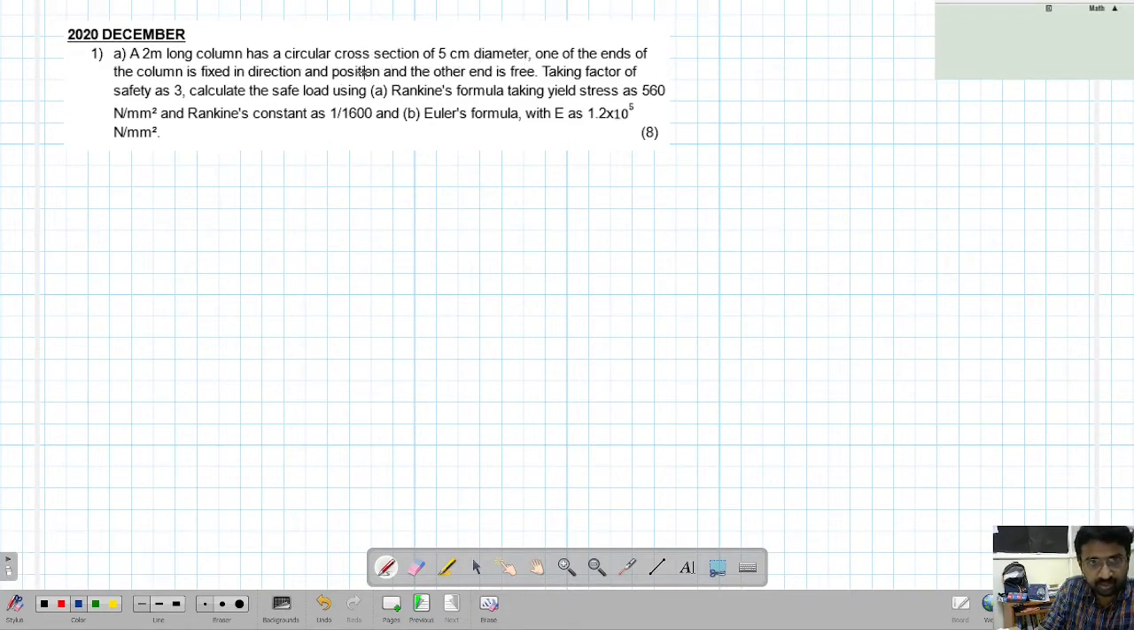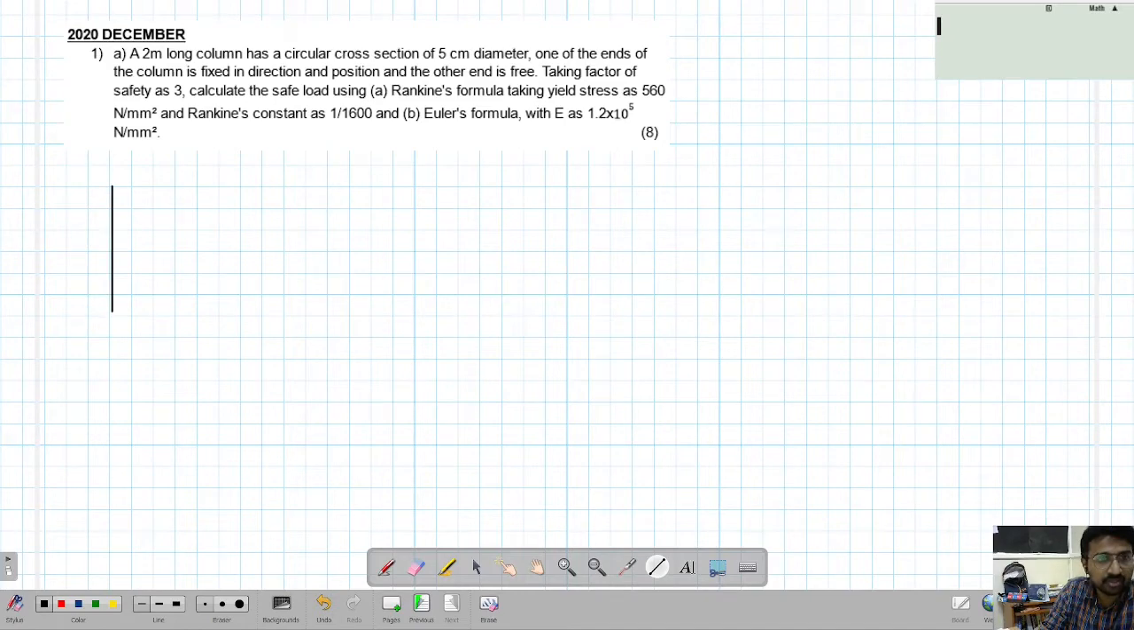So it's a circular column. One end of the column is fixed in direction and position, and the other end is free. Taking factor of safety 3, calculate the safe load using Rankine's formula, taking yield stress as 560 and Rankine's constant as 1 in 1600. Also by Euler's formula with E equal to 1.2 into 10 raised to 5. So this is a direct formula question. You just have to apply two formulas.